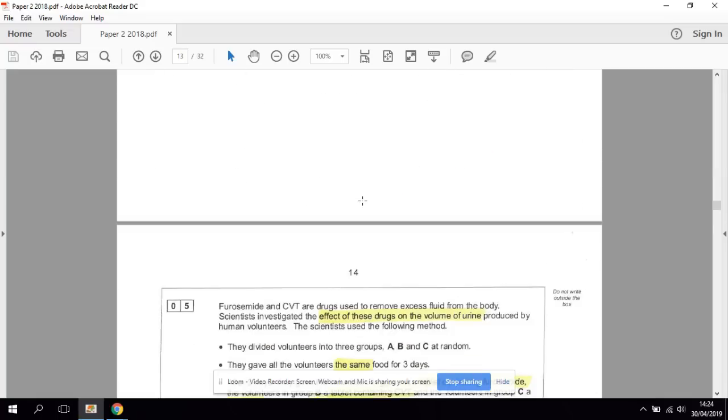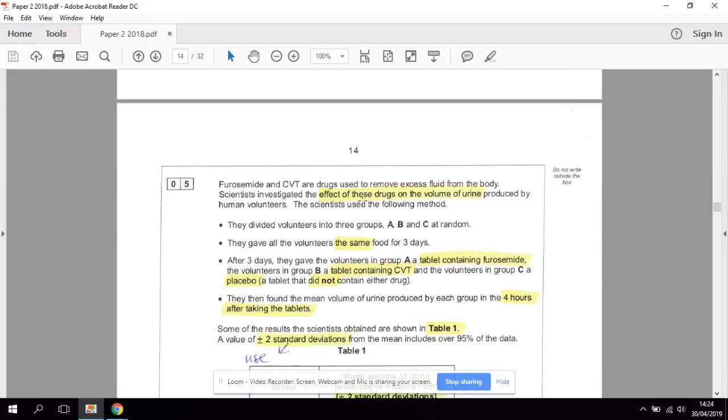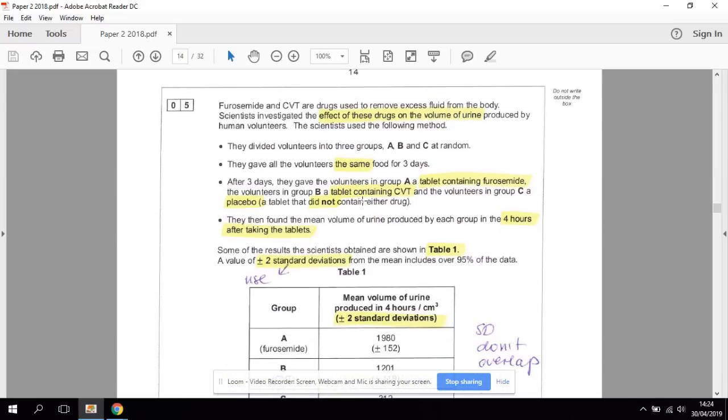Right, so we're going for question 5 now. We've got information here about the drugs, and the function of those is to remove excess fluid from the body, and the scientists investigated the effect of those drugs on the volume of urine. So what we're thinking here is, if there is lots of water in the urine, the volume will be high. If there is less water, the volume of course will be less.